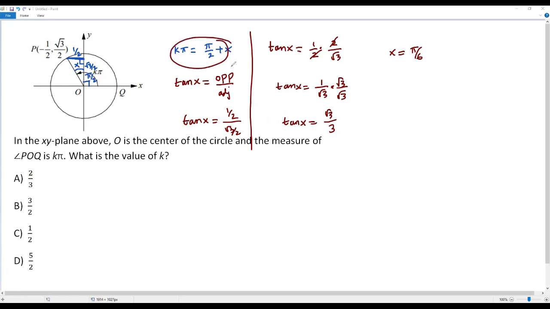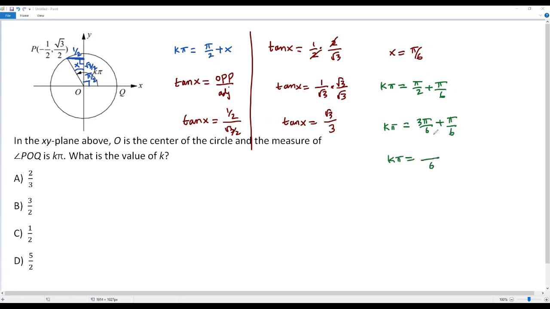Already we have that k pi equals pi over 2 plus x. Here we got the value of x, that is pi over 6. We can plug in this pi over 6 for x over here. Then this equation becomes k pi equals pi over 2 plus pi over 6. Now to add these two fractions, we need the same denominator. So let's multiply both numerator and denominator of the first fraction by 3. When I do so, we get k pi equals 3 pi over 6 plus pi over 6.